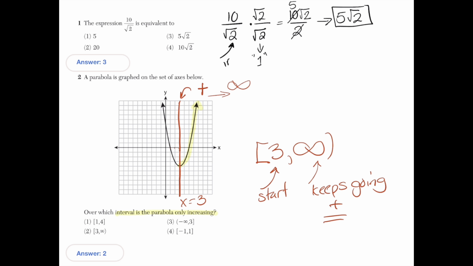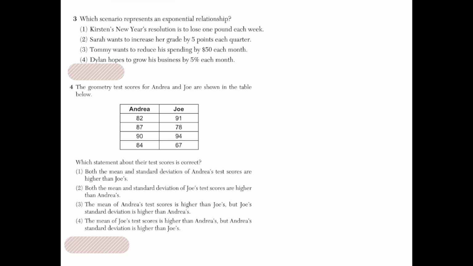All right, hit pause and jot this down into your notes. Let's look at numbers 3 and 4. The answer for 3 is 4, and the answer for 4 is 3. All right, let's start with number 3 if you're still here.